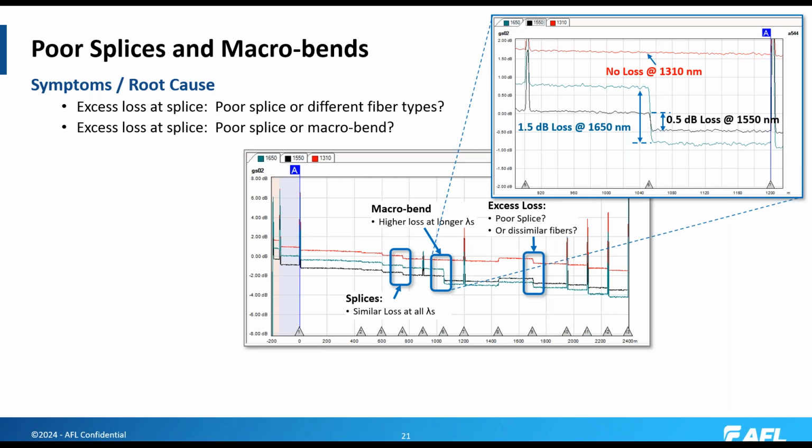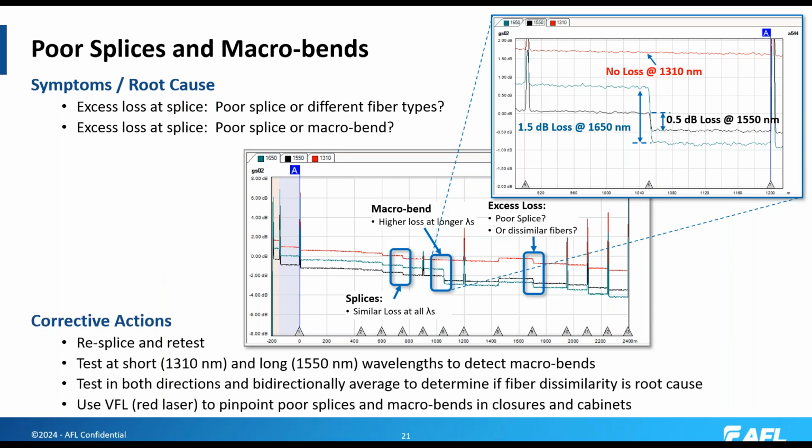The loss through a bend is wavelength dependent. And the longer the wavelength, the more loss you will have due to bending. And so by comparing the trace at 1310, a shorter wavelength, to the trace at 1550, when we see a higher loss at 1550 than at 1310, that's a good indication that there's a macro bend in the network. And if it's even higher still at 1625 or 1650, you can be pretty certain that you have a macro bend at that location.